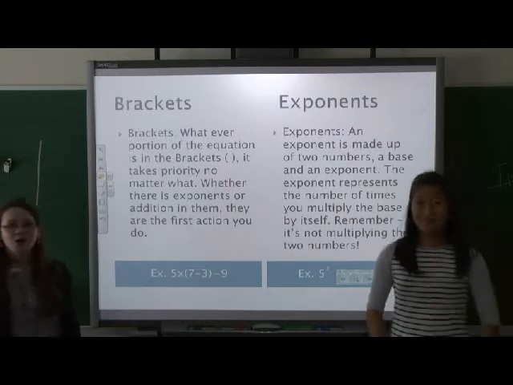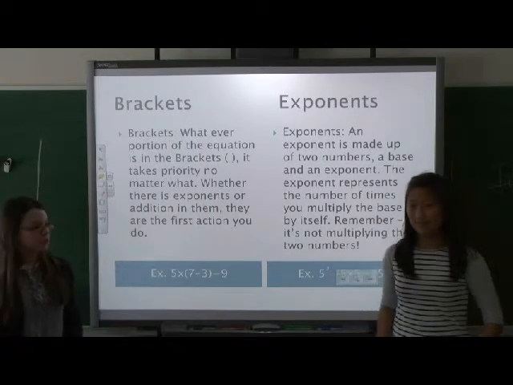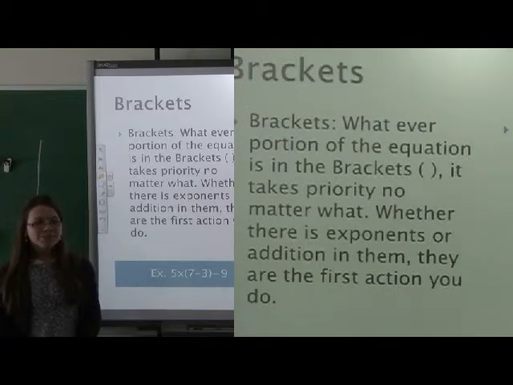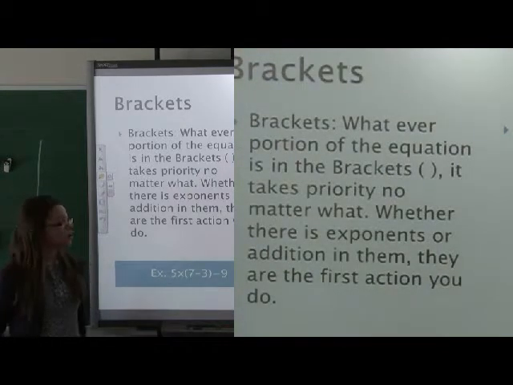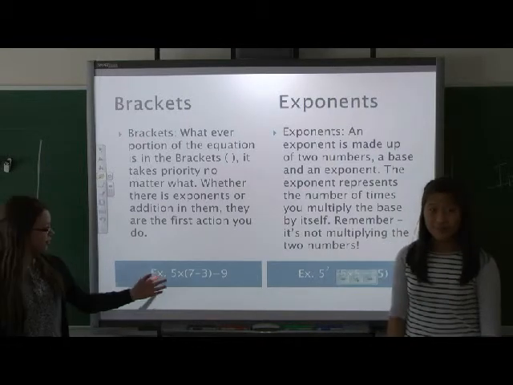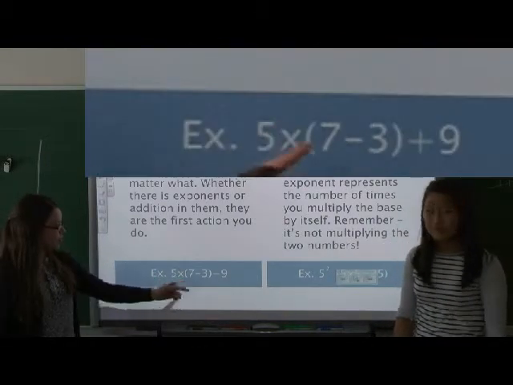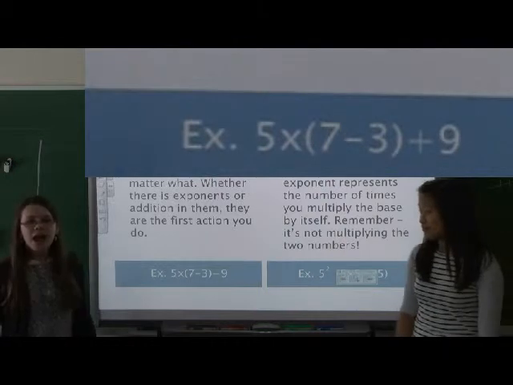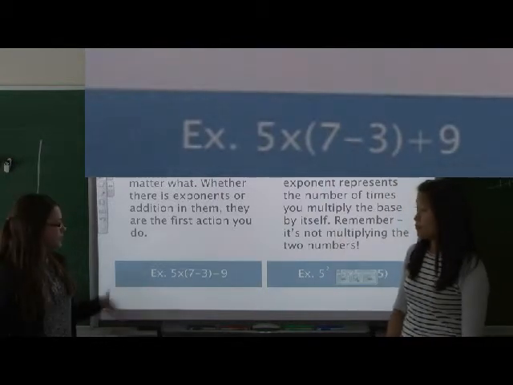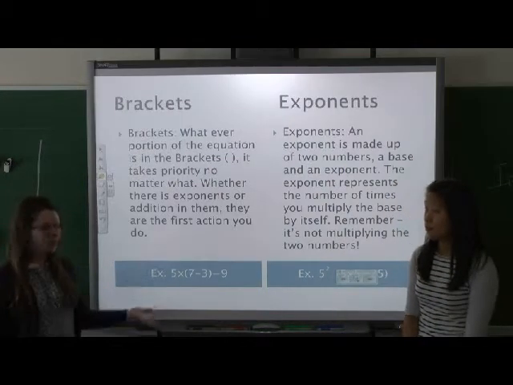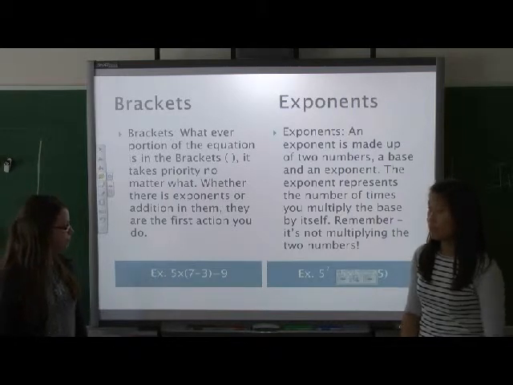So now we're going to do some more complicated stuff with brackets and exponents. Whatever is in the brackets is what comes first in the equation. You always do it no matter what is in the brackets. So for example here, you would do the brackets first, which is 7 minus 3, and then you'd continue with seeing if there's exponents, which there's not, and then you go to multiplication and then addition.